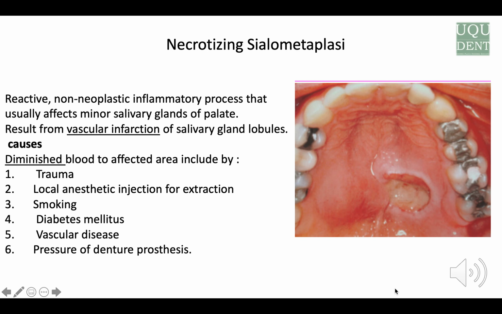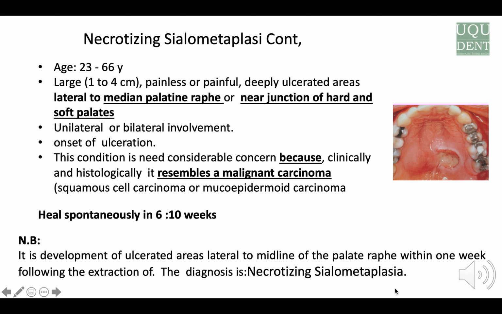Isn't it that when we give palatal anesthesia we say you just give a few drops? We don't give a lot of anesthesia, because it will reduce the blood supply and I get necrotizing sialometaplasia. Other causes are smoking, diabetes, vascular disease, and pressure of the denture or prosthesis. It usually occurs from 23 to 66 years old. It could be large, from 1 to 4 centimeters, could be painless or painful, and it's a deeply ulcerated area lateral to the medial palatine raphe or near the junction of the hard and soft palate.